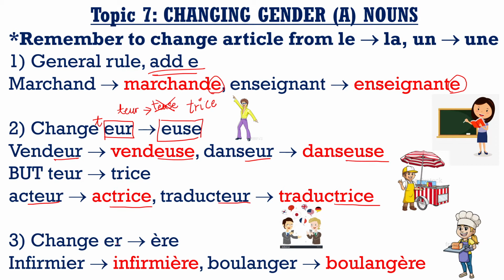Then if the masculine ends with er, the feminine will end with ère, and an accent on the e as well. So infirmier, which is a nurse, in the feminine becomes infirmière with an extra e and the accent on the e. Boulanger, er in the masculine ending will become è-re in the feminine. Boulangère is a baker.